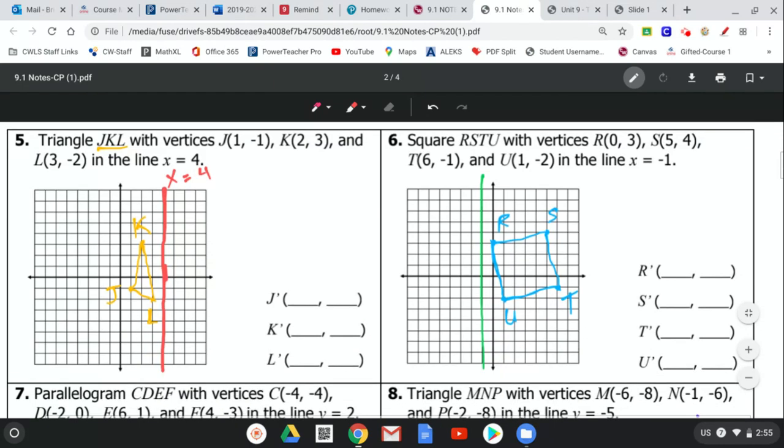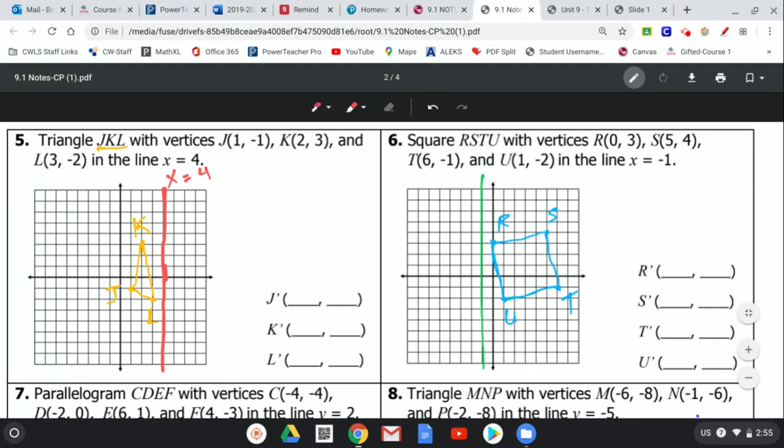All right, so number 5. Number 5 is a triangle. I have that triangle plotted there, triangle JKL. It's being reflected over the line x equals 4. And this is where I told you, x equals means it's going to be a vertical line, and I have it in red there. That vertical line, x equals 4, you count over 4 on the x-axis, and you put a vertical line. So we have to figure out J prime, K prime, and L prime.